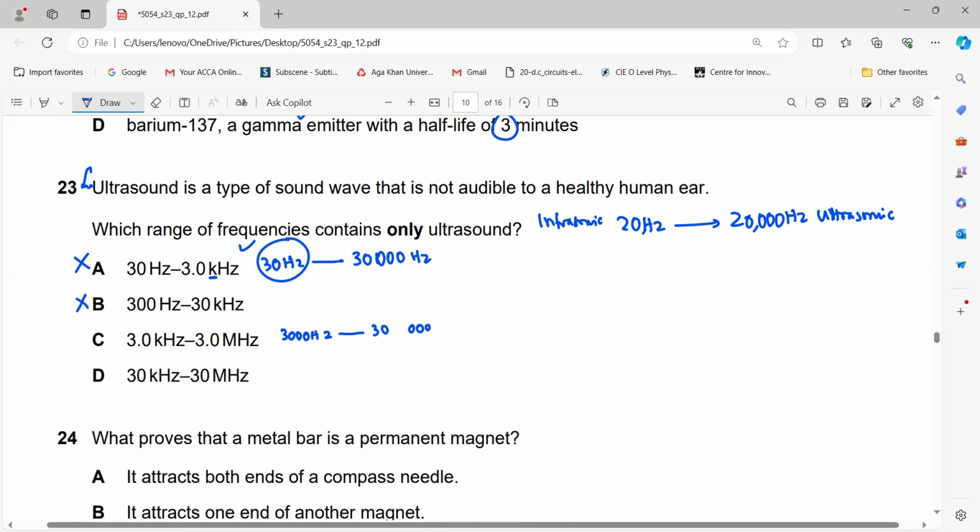3 million hertz, I cannot hear, but I can definitely hear 3,000 hertz. Why? Because I have an audibility range of 20,000. So greater than 20,000 hertz is all ultrasonic. 30 kilohertz is 30,000 hertz. 30 megahertz is 30 million. So I guess it says only ultrasound. I'm going to stick to D.